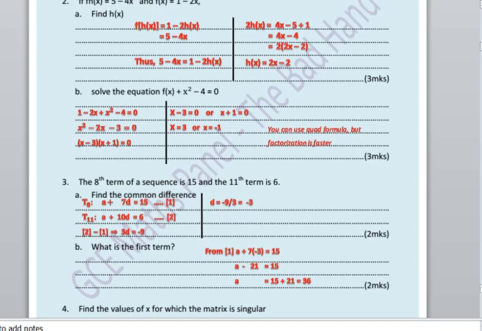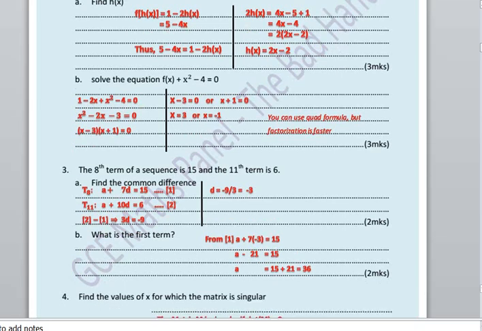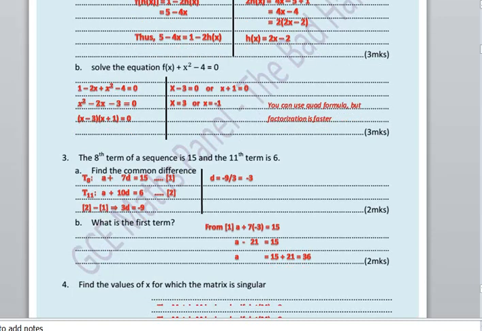Since we have been asked to look for D, we can just solve for D directly by subtracting equation 1 from equation 2. And that will give us 10D minus 7D to be equal to 6 minus 15. So 3D equals minus 9 and D equals minus 3. B, what is the first term? We now substitute the value of minus 3 in any of the equations. I have used equation 1 here, and that gives us the value of the first term to be 36.